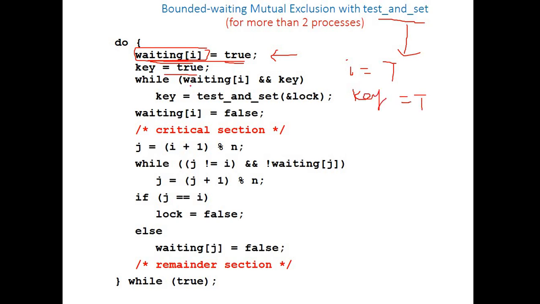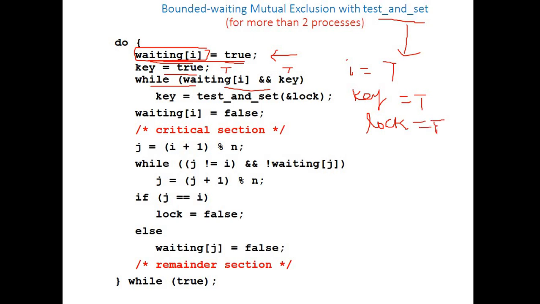Now the while condition. The while loop is testing the condition. What is the waiting status of i? The process i wants to enter into the critical section, so it is true. What is the key value? That is also true. What is the initial lock value? That is false, because no process is in the critical section.